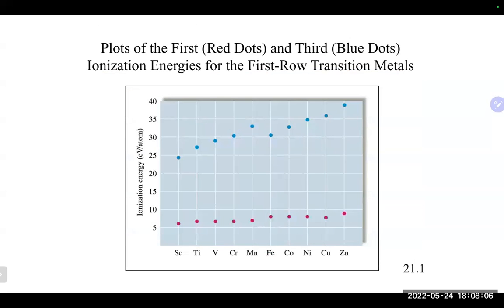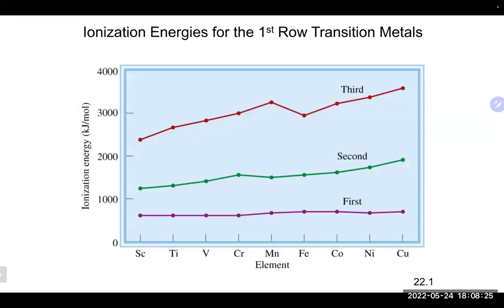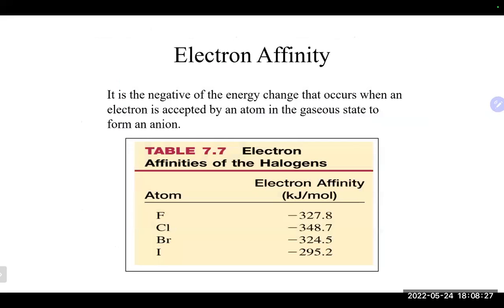Here's our chart of our 2 things we just talked about. Blue dots is the third ionization energy, much higher than the first ionization energy. So that is the removal of the first electron versus the third electron. So again, it takes a lot more energy to do that. In case you missed the second guy, it's right there in the middle in the green.